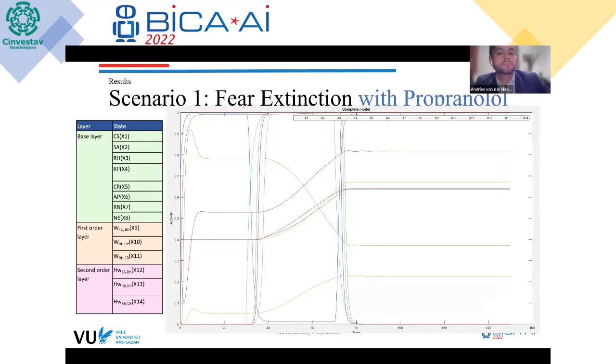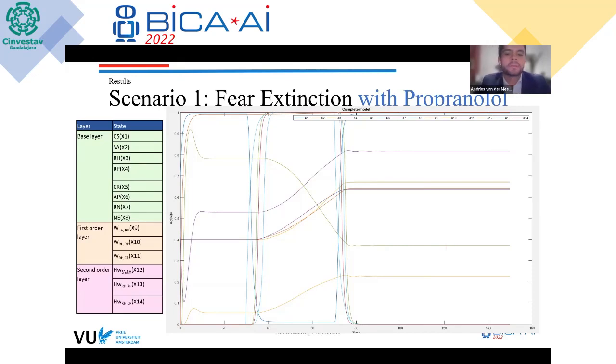Now, moving on to the first scenario, here we can see that there is fear extinction with propranolol. Now, the base layer, where we can see the fear response, which is the conditioned fear response X5. You can see here clearly that it goes up, and then we administer propranolol here, which leads to reduction in norepinephrine. And then we can see an increase in the learning activity of the hippocampus, as well as the ventral medial prefrontal cortex. And that in turn leads to a reduction in the fear response.